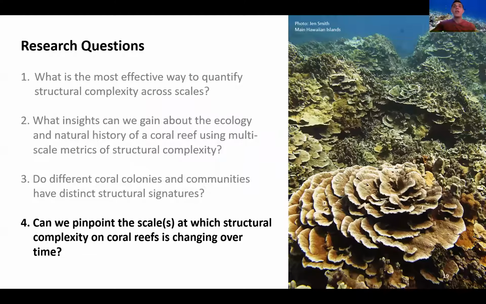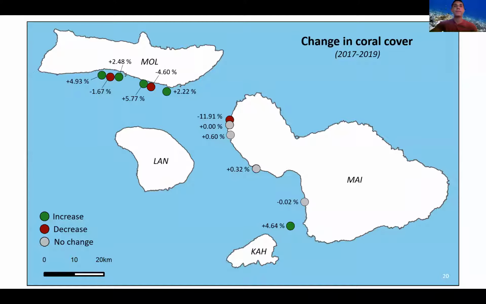And so we demonstrated that we can parse out the structural signature of different coral colonies and communities, and this suggests that we can use this method to track change in structural complexity that may result from changes in community composition. For example, if one type of coral gets the upper hand as the climate changes. And so on that note, let's transition to my final question, which focuses on using fractal dimension to document multi-scale change in structural complexity over time.